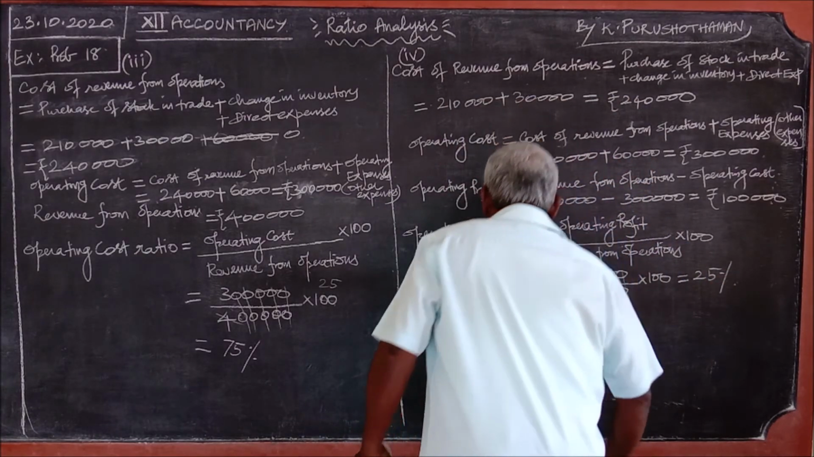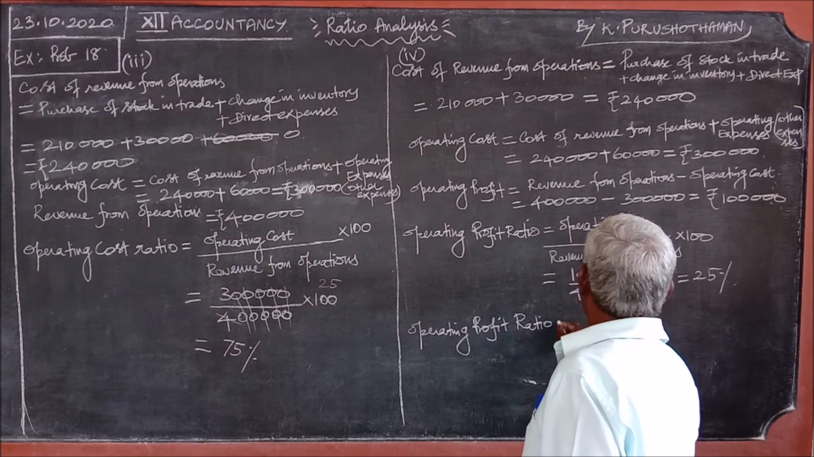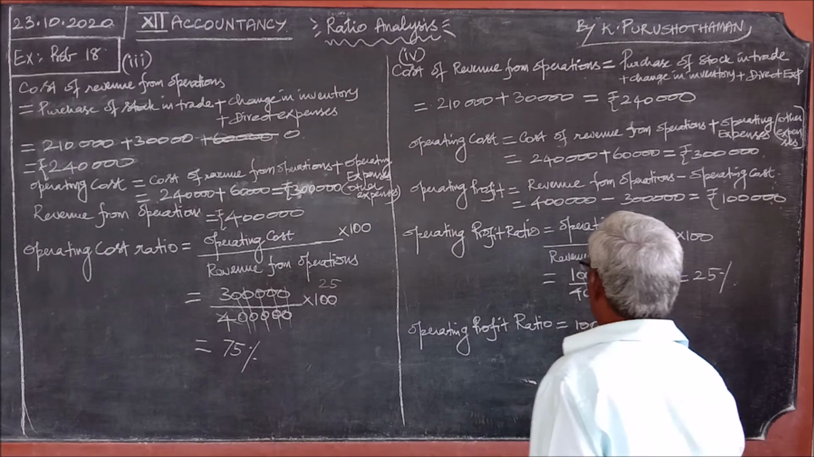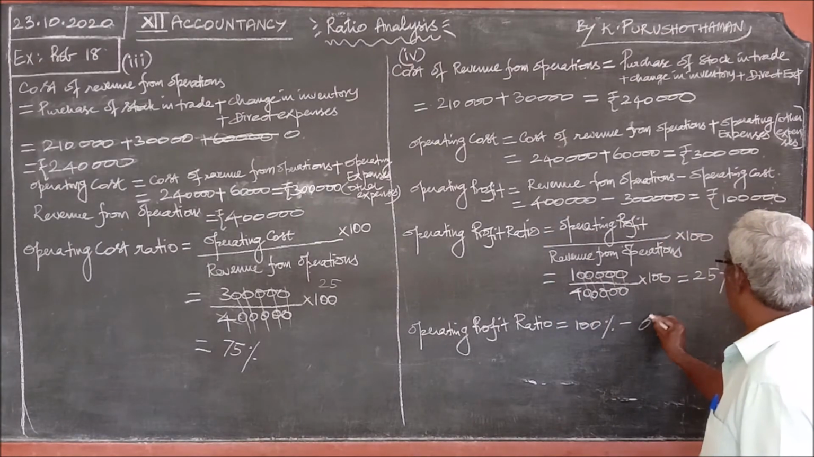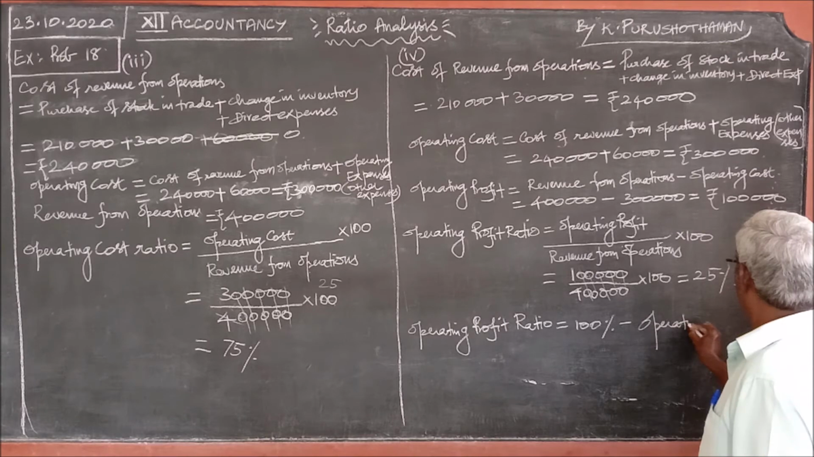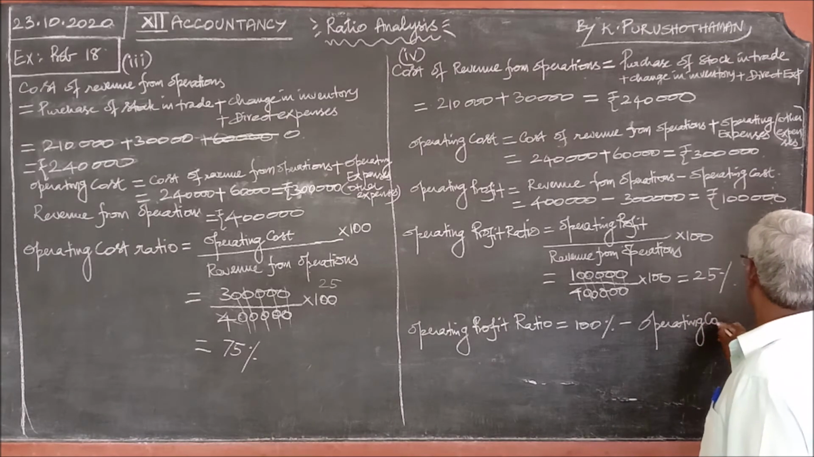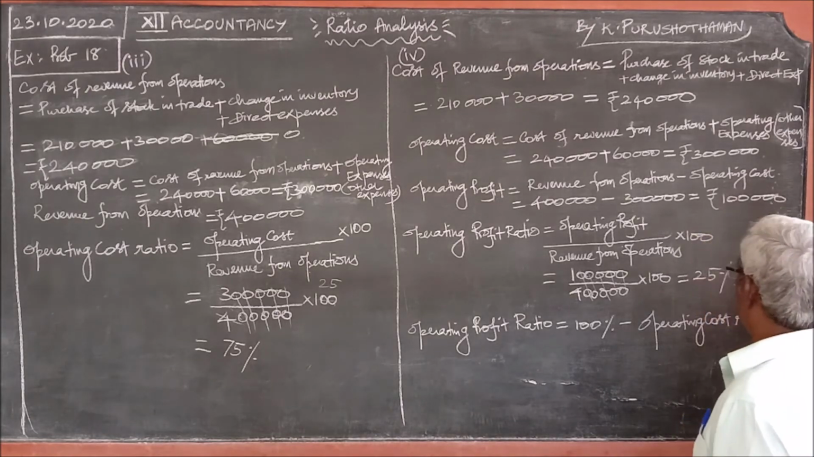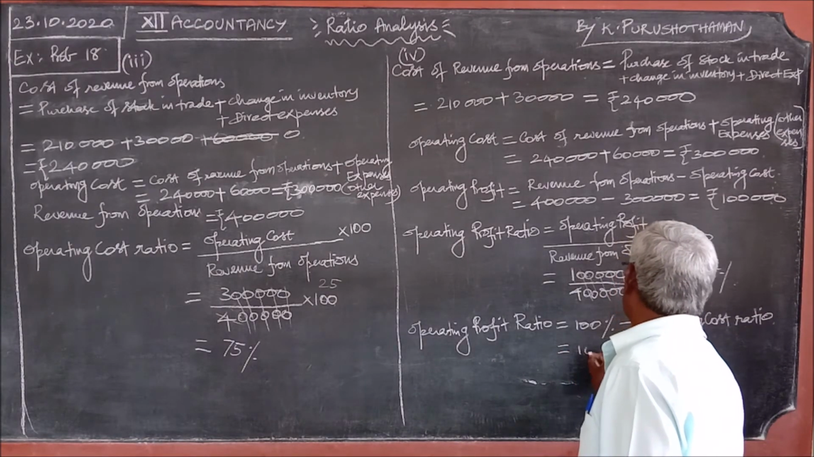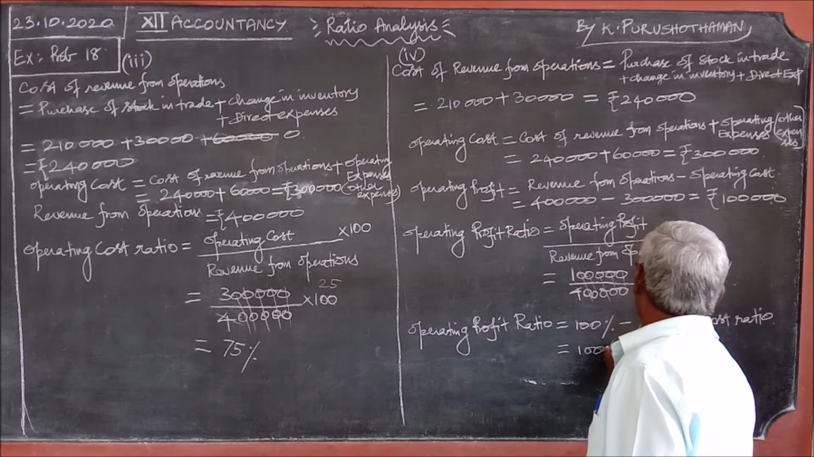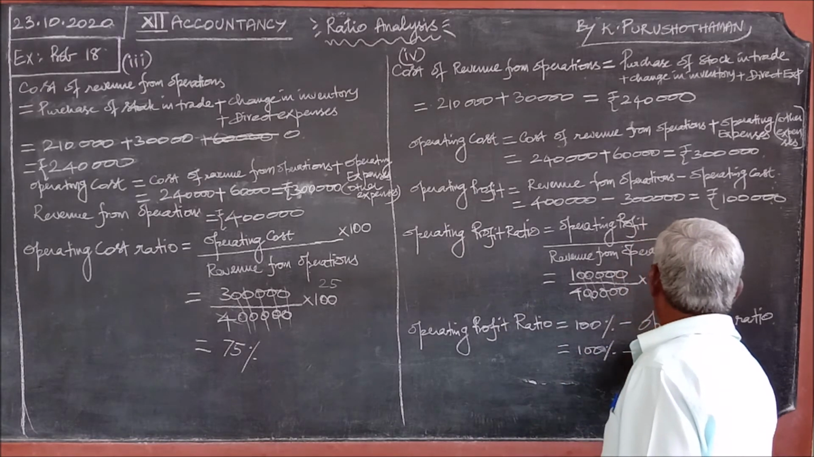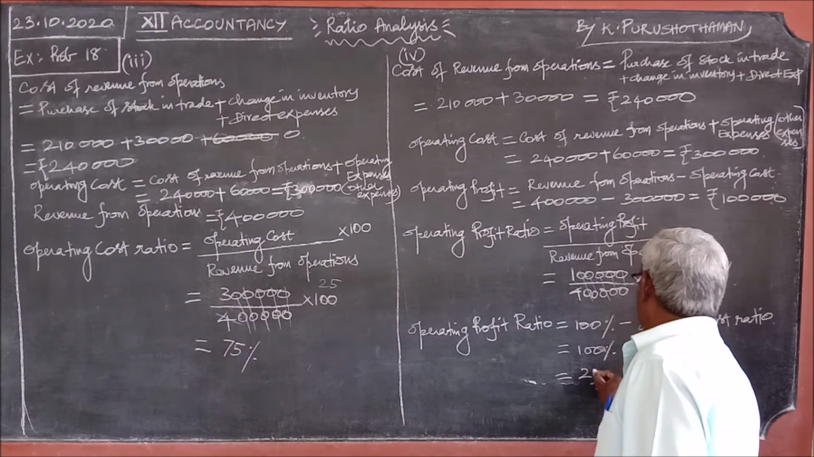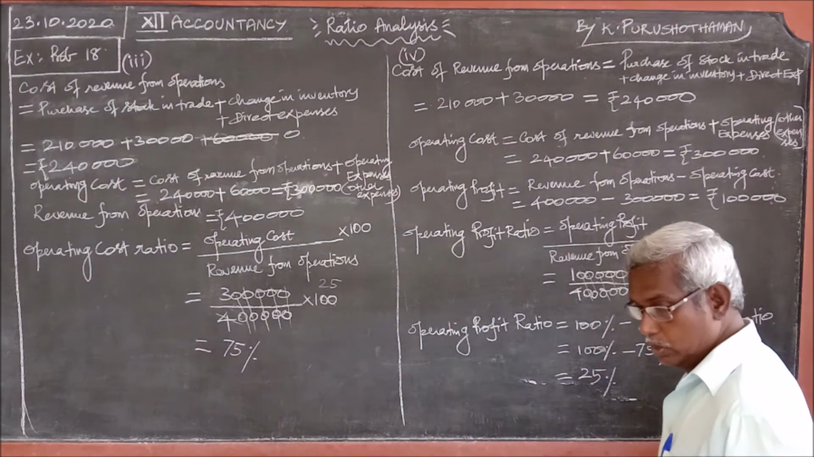I said, in shortcut method also you can do. This is equal to 100% minus operating cost ratio. 100% minus, what is operating cost ratio? 75%. This is equal to 25%. In this shortcut method also we can do.